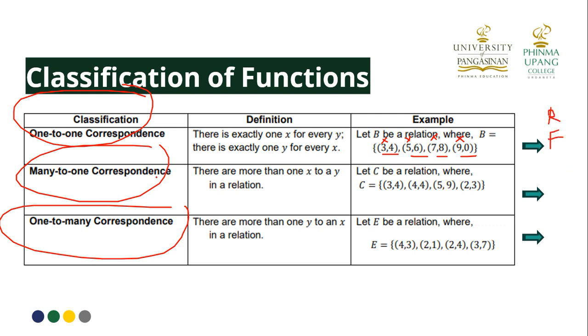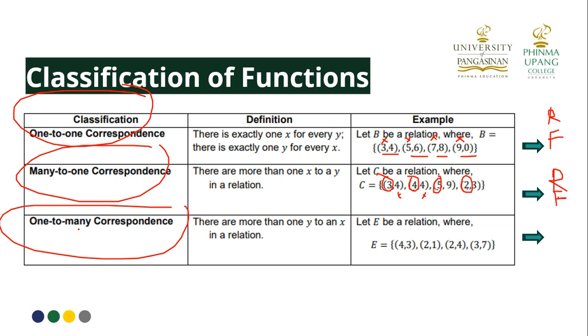Next, the many to 1 correspondence. As you can see, we have 3, 4, 5, and 2, 2, 5, 4, 3. It is a relation, but still a function. Why? Though 4 was repeated, it's okay, because in our definition of a function, as long as no x is repeated, the relation is still a function.